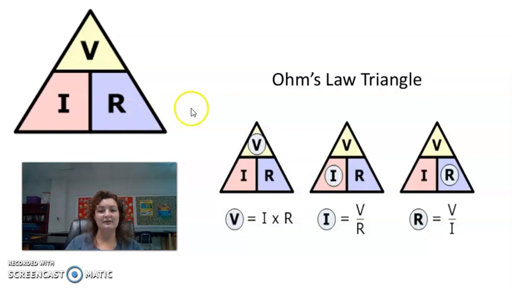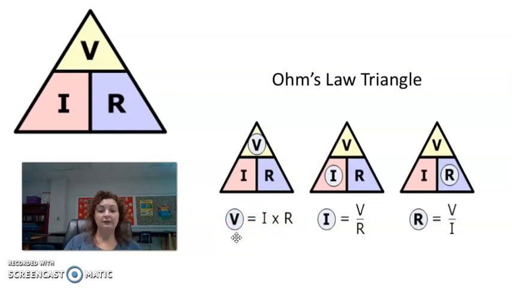So this is how you use it. If you want to solve for a variable, you cover it up. And I've circled them here because I can't cover it up, okay? So we're going to cover up V, and what's left? I times R. So that's our equation. All we would do is multiply.